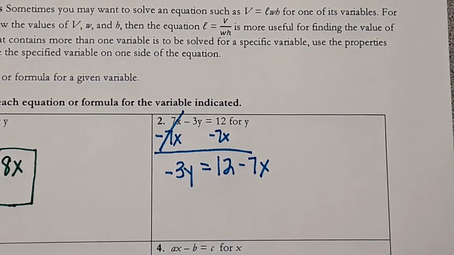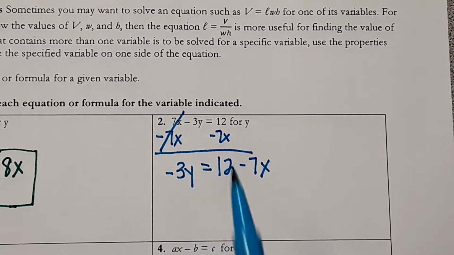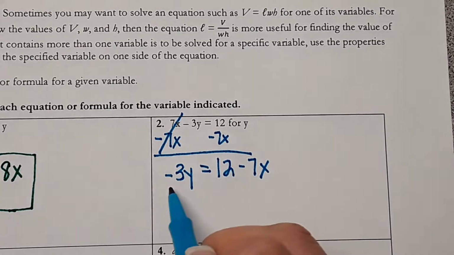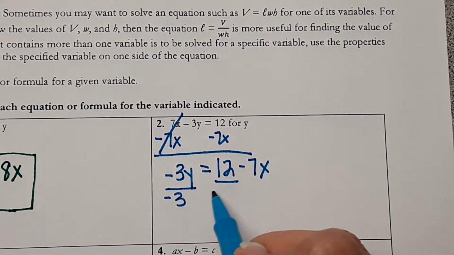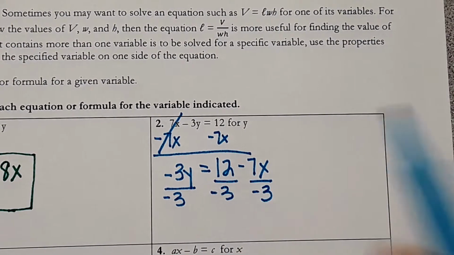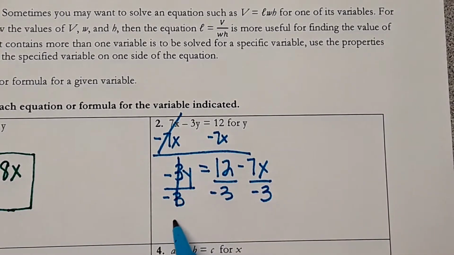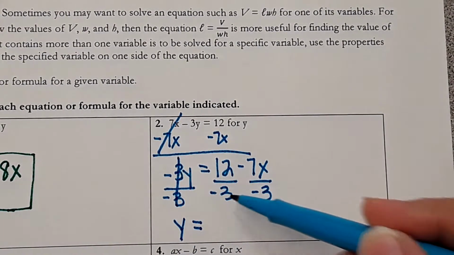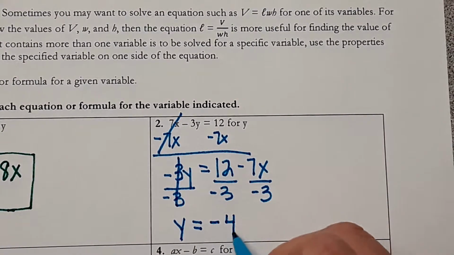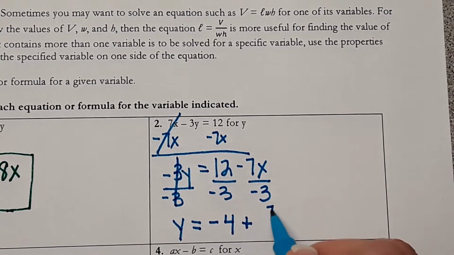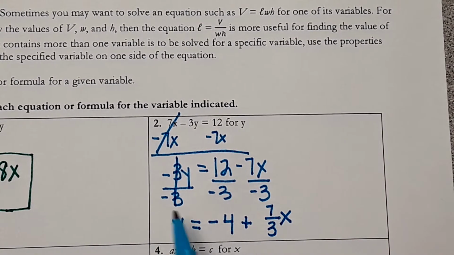Now I need to get y by itself. We're always keeping our eye on the variable we're solving for. So if this, let's say this wasn't there, how would we do that? We normally would divide by negative 3, so we're going to divide by negative 3. We're just going to divide everything by negative 3. Negative 3y divided by negative 3 cancel out, and I'm left with y. 12 divided by negative 3 is negative 4. Negative 7 divided by negative 3, well, we can't do that, but a negative and a negative make a positive, so we're just going to write 7/3 x, and that's our answer.